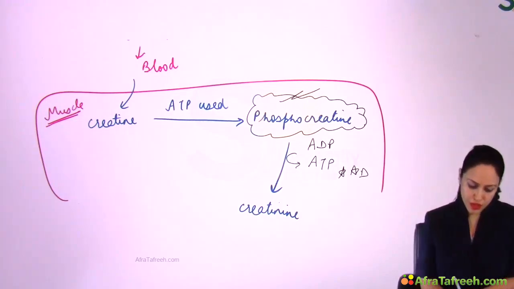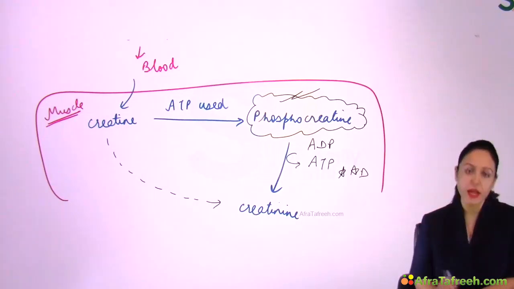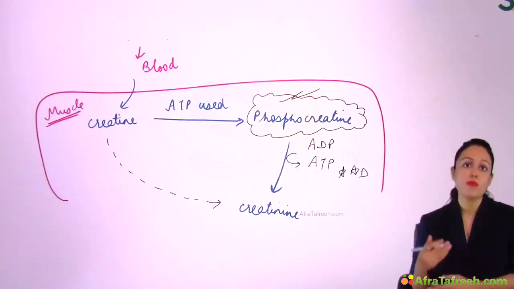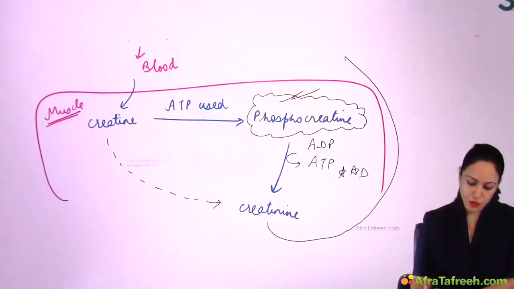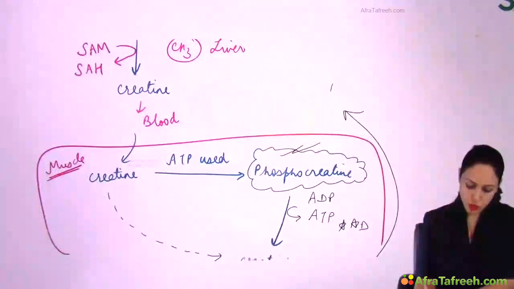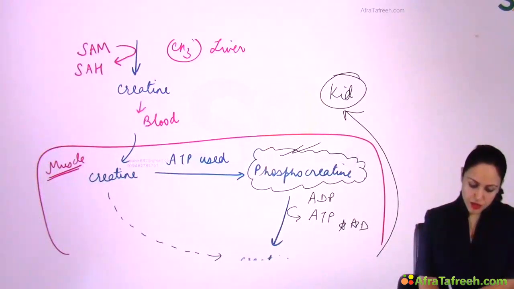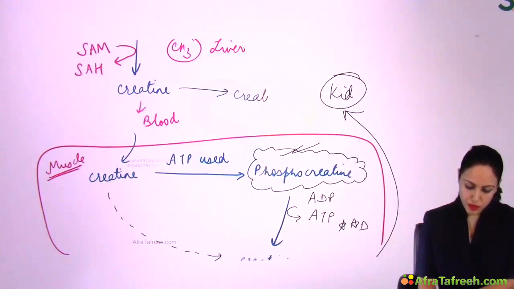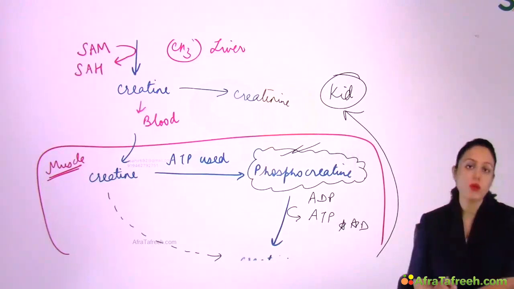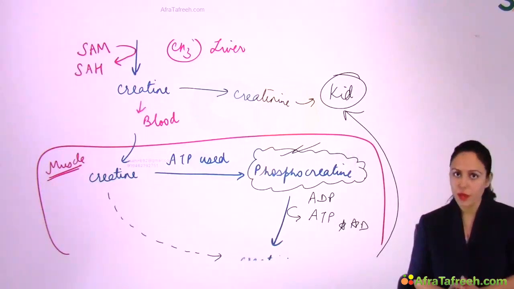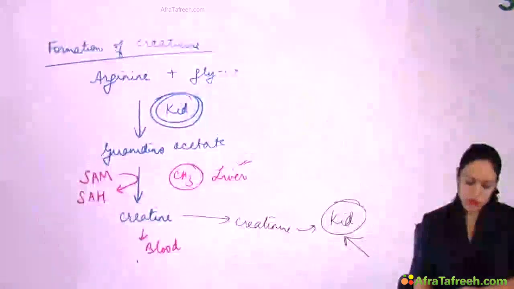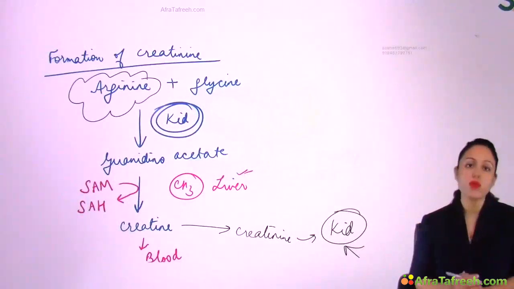Creatine can also form creatinine directly without the formation of phosphocreatine, but more creatinine is formed from phosphocreatine as compared to creatine. Now this creatinine is just a waste product of metabolism of creatine, and it is thrown out via kidneys. In blood also, creatine can be converted to creatinine, which is also thrown out of the body via kidneys, right? So this way creatinine is formed from the amino acid glycine, and one more amino acid required here is arginine, right?